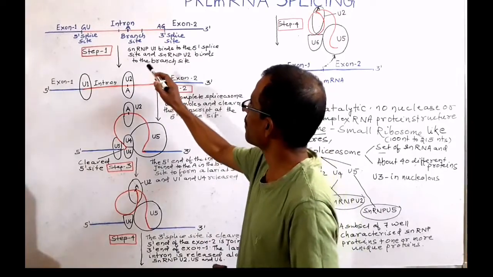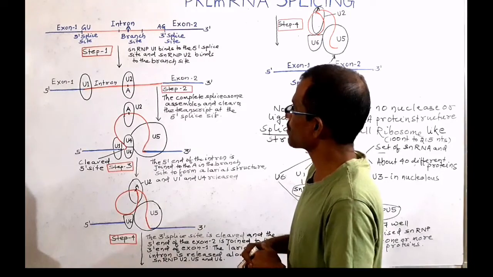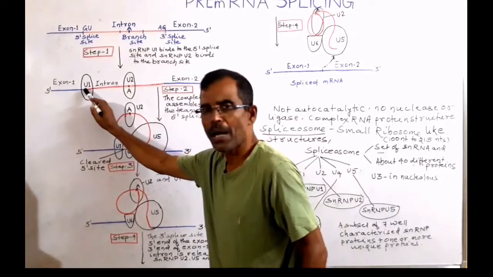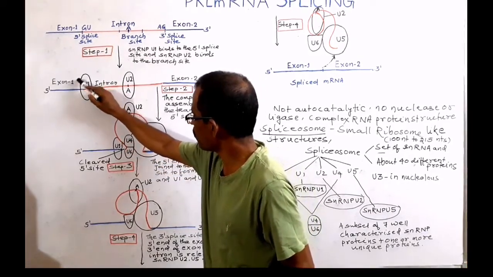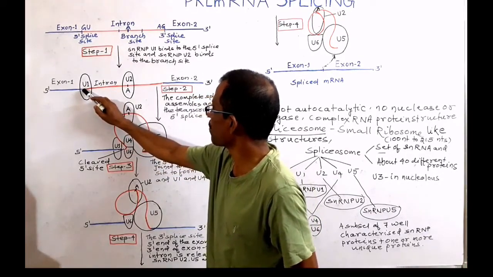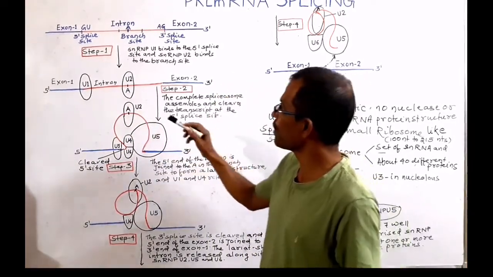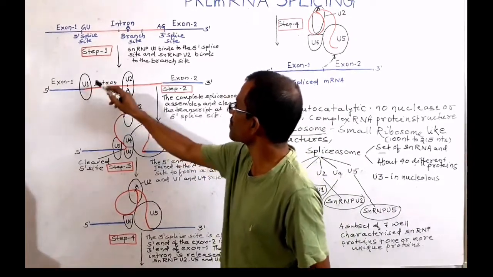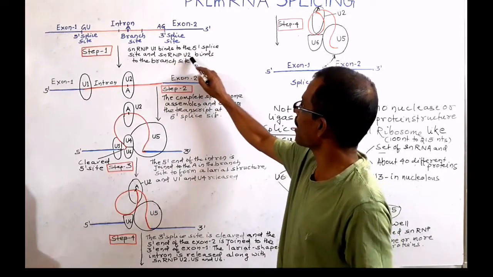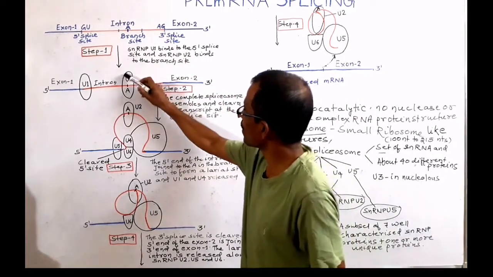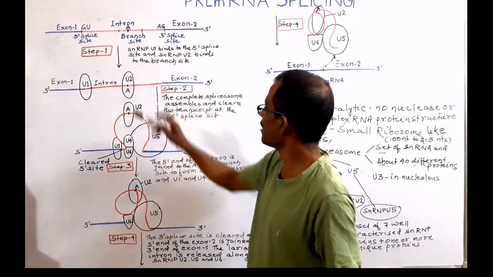In the first step, snRNP-U1 binds to the 5' splice site. So first of all, snRNP-U1 binds to the 5' splice site. After binding of snRNP-U1 to the 5' splice site, another snRNP, snRNP-U2, binds to the branch site. This is the branch site, which contains an adenine residue.